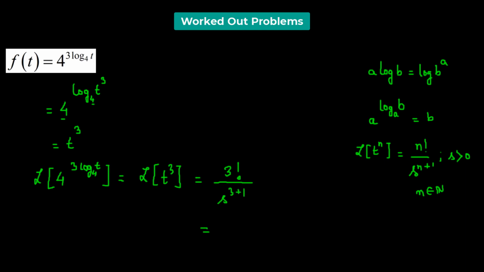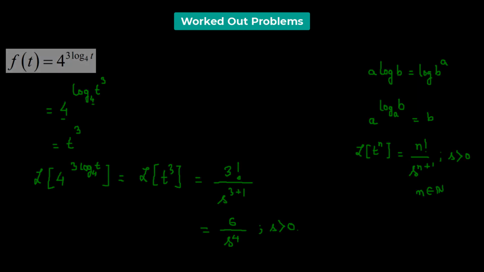Now 3 factorial is equal to 6, so we have 6 divided by s raised to the power of 4. So this is the required Laplace transform for the given function, which is going to exist for s greater than 0. Let us do another problem.